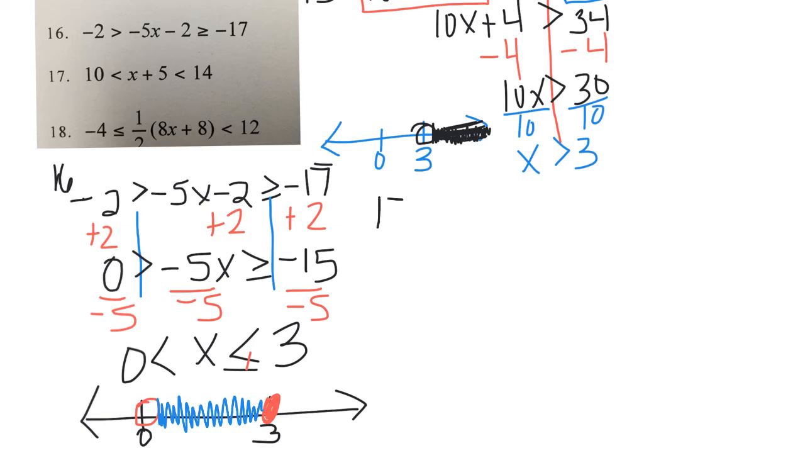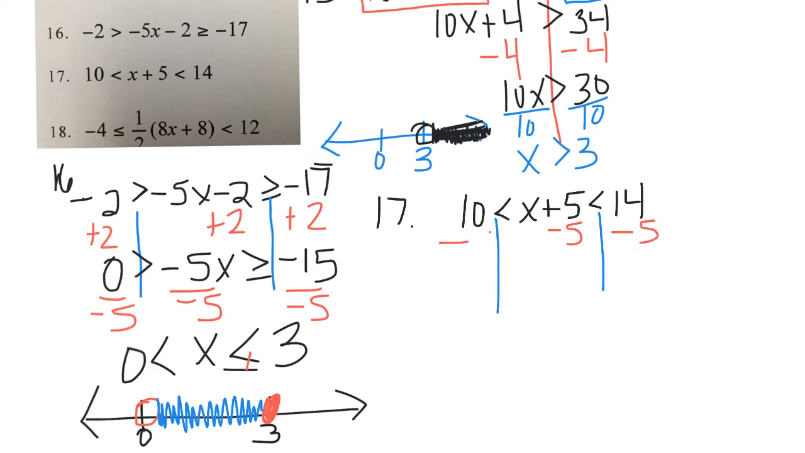Number 17, 10 less than x plus 5 less than 14. So again, I have my 2 lines. Whatever I do to the inside, I'm going to do to the right and the left. So we're going to subtract 5. And we get 5 less than x less than 9.